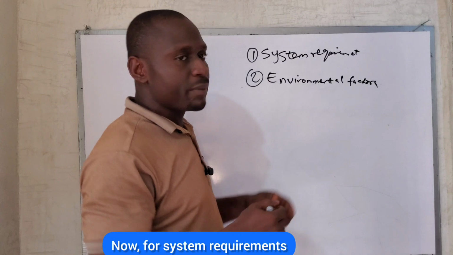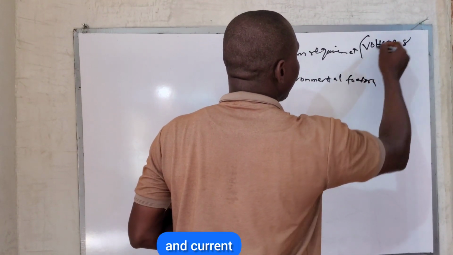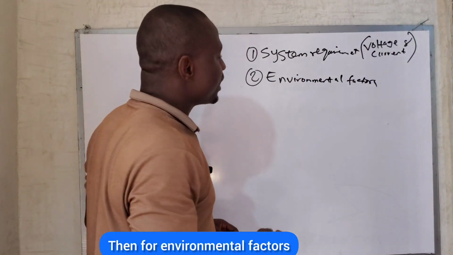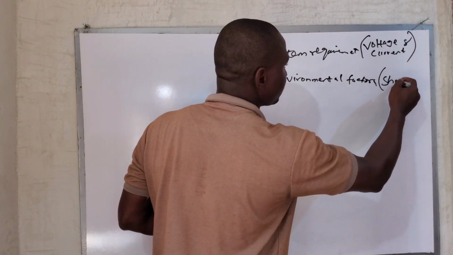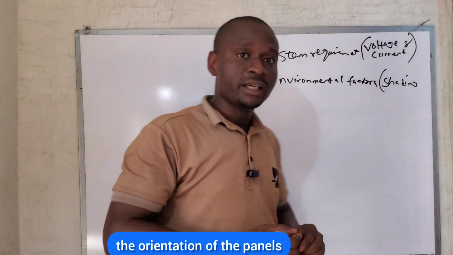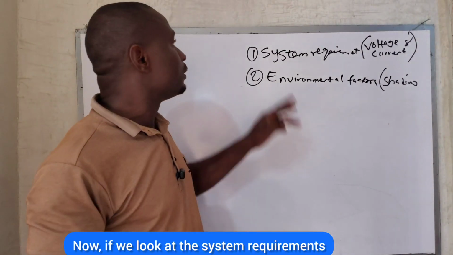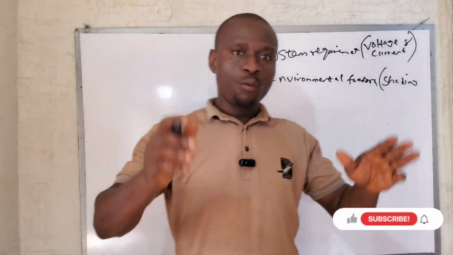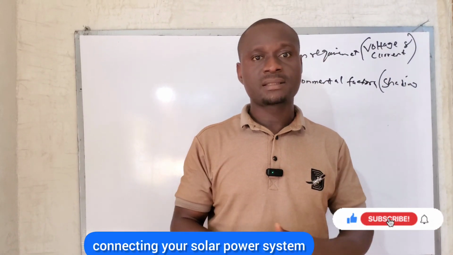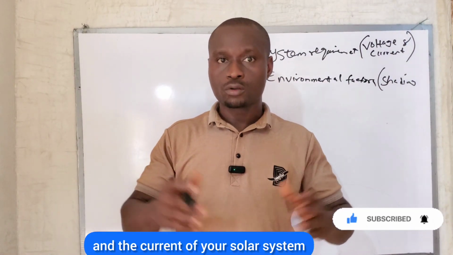Now, for system requirements, you're looking at voltage and current. Then for environmental factors, you're looking at shading, the orientation of the panels, how you are going to position them. Now, if we look at the system requirements, when you are connecting your solar power system, you need to look at the voltage and the current of your solar system.